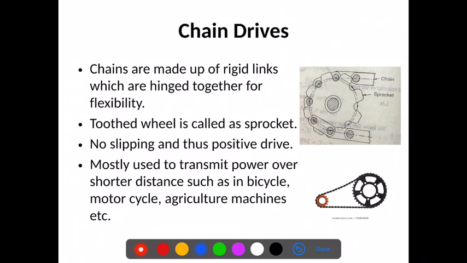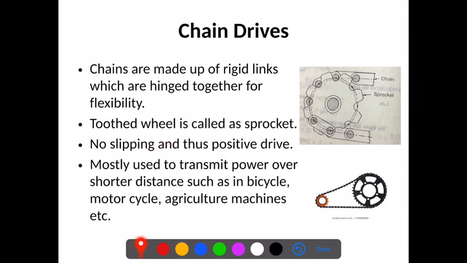The chains are made up of rigid links which are hinged together for flexibility. While these chains move on a wheel which has projected teeth, the toothed wheel is generally called a sprocket. So this will form a very good link, so there is no slipping and thus a positive drive can be obtained.